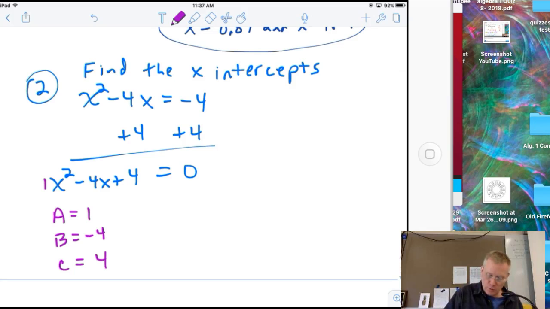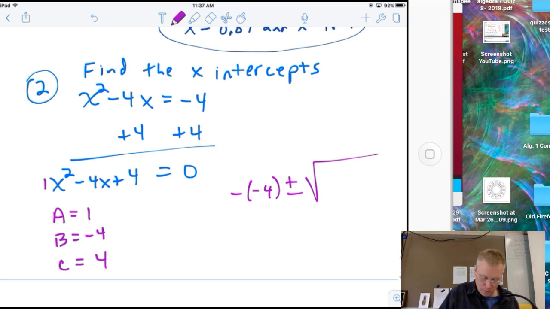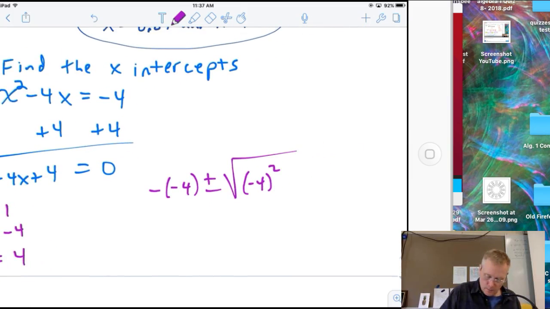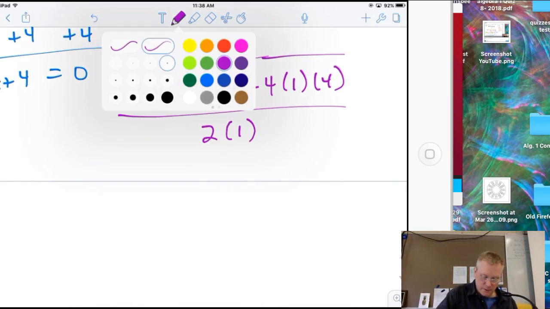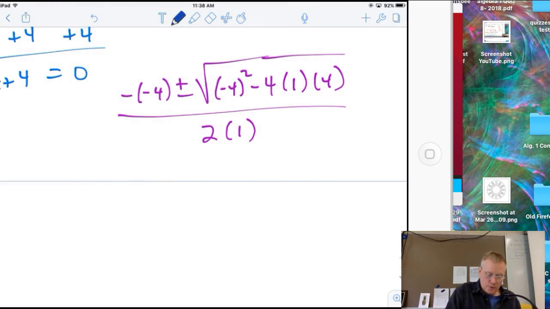Next, I plug those numbers into my quadratic formula, which is negative b plus or minus the square root of b squared minus 4ac all over 2a. So negative b plus or minus the square root of b squared minus 4 times a times c all over 2 times a. All right, so that's what I get when I plug the numbers in. Now let me start simplifying this. So I got a double negative here, which makes that positive 4.